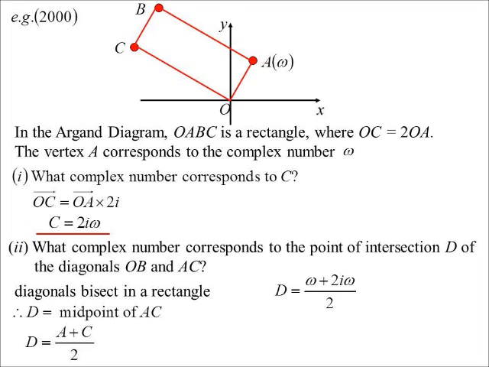A is the point omega. C is the point 2i omega. And we're going to divide that by 2. So best I can do with this one until I know what omega is anyway, D will be a half plus i times omega.